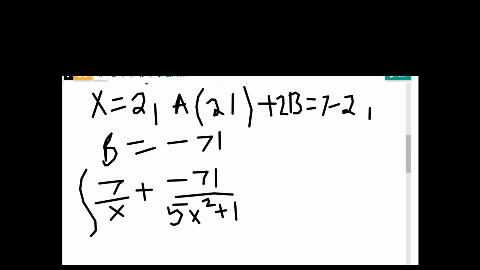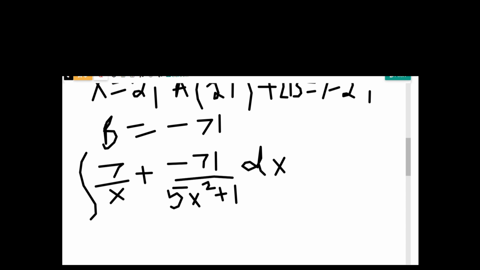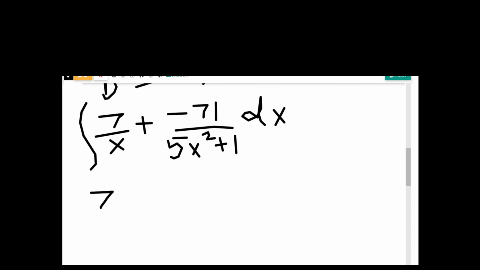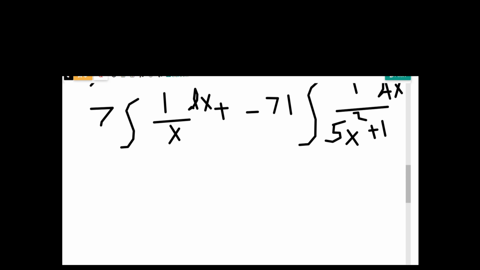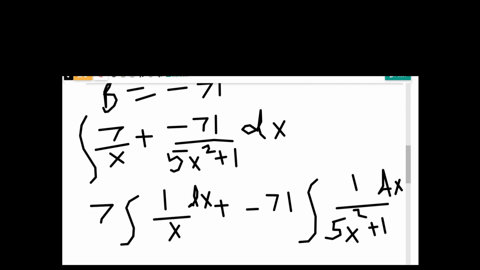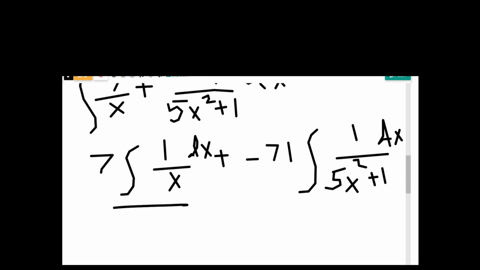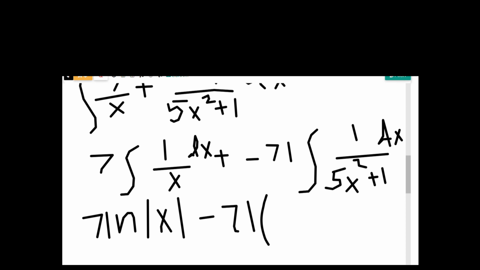So now we just find the integral of this. Okay, so now we can split this up into two integrals, like so. 7 times the integral of 1 over x dx plus negative 71 times the integral of 1 over 5x squared plus 1 dx. So we know that this integral over here will just be 7 natural logarithm of the absolute value of x, and then minus 71 times.